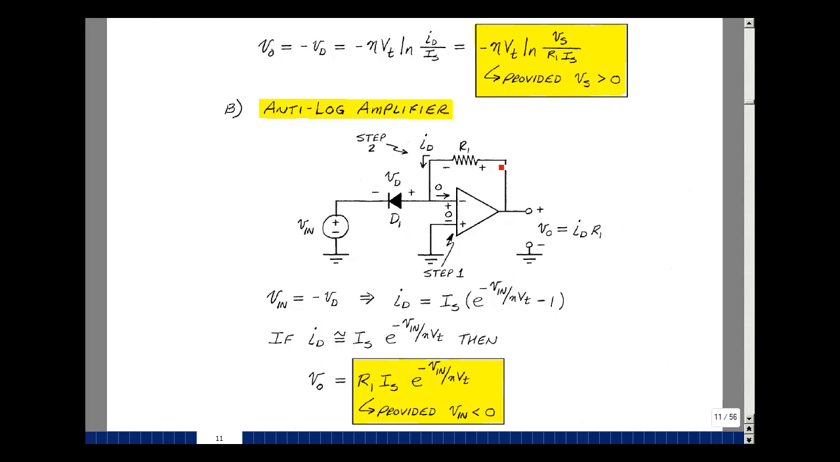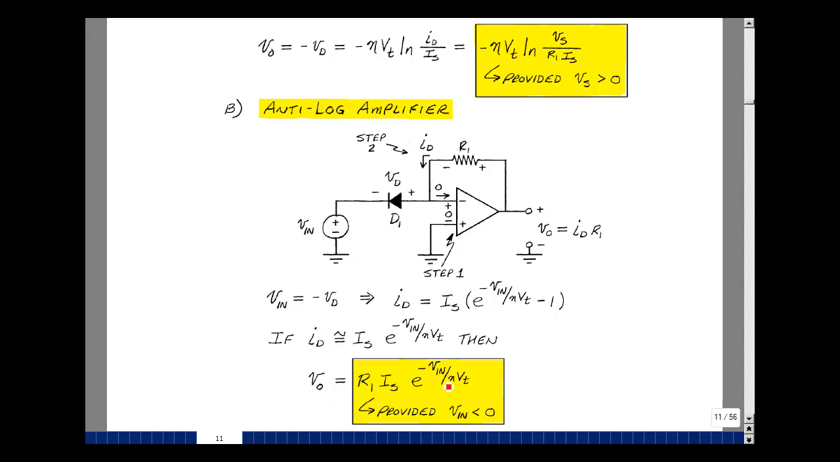The rise in voltage is equal to the drops. The rise in voltage is V out. The drop is i sub d times R1 plus 0. V out is equal to i sub d times R1. Here's our expression for i sub d. Multiply that by R1. And I now have an expression for V out.